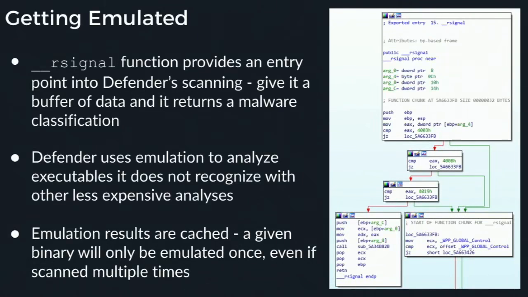And emulation results are also cached, meaning if you try to scan the file twice, the first time you scan it, the result of the emulation will be cached, say for example by an MD5 hash, and it won't be emulated a second time unless you fully reinitialize the engine. Or there are some Microsoft features, a way of enforcing re-emulation.